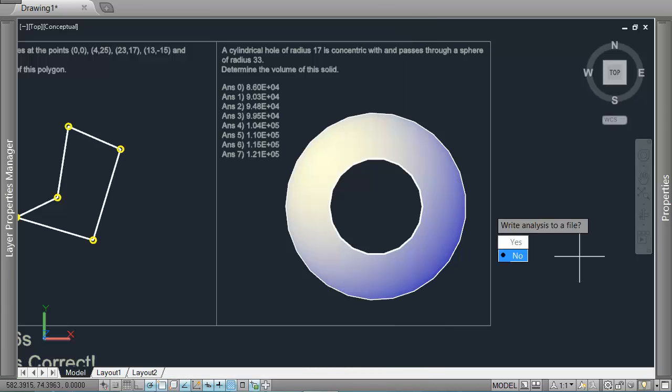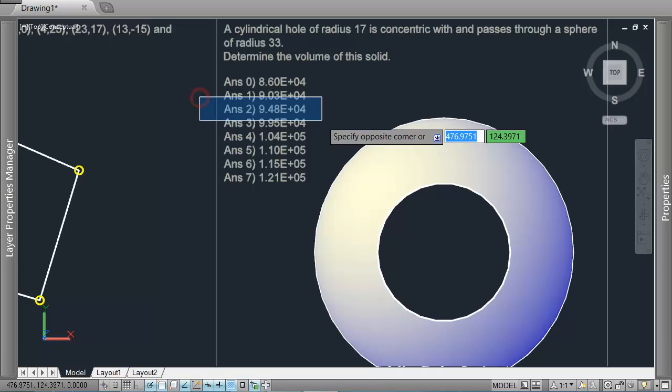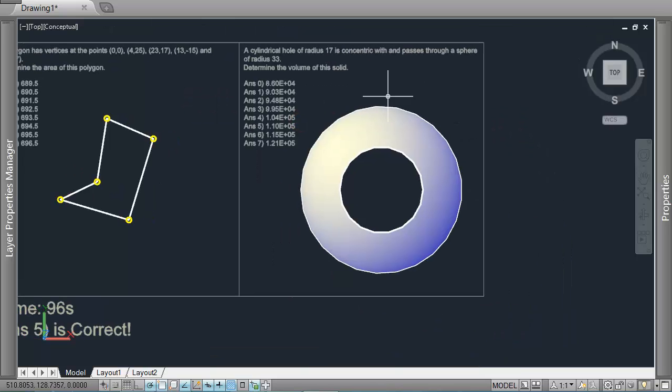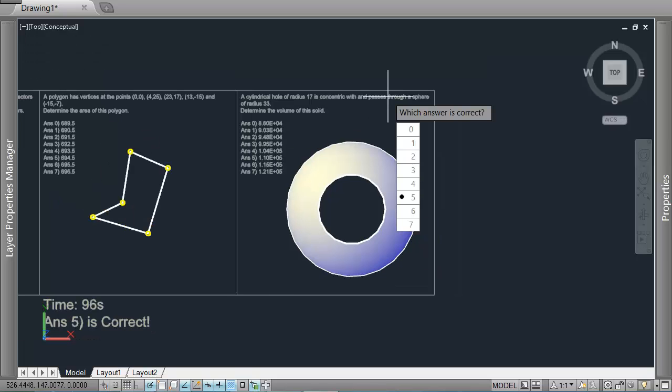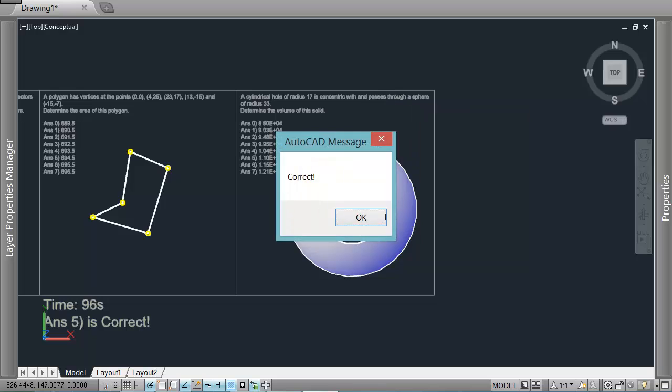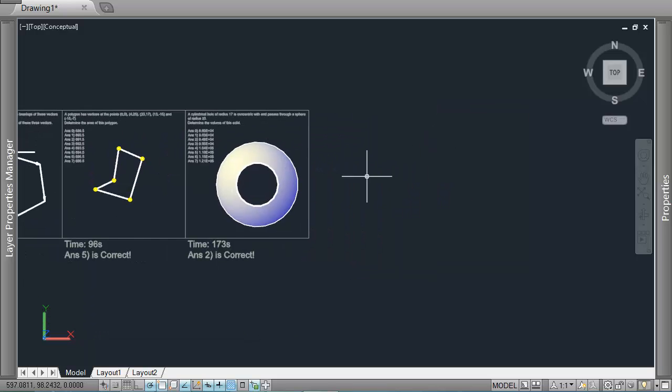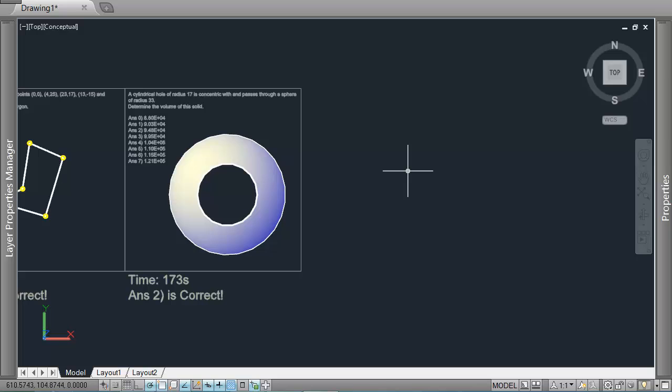Oops. No, do not write analysis to file. This value here, answer 2, 9.48 by 10 to the 4 millimeters or units cubed. So 9.48 is answer 2. And that's the solution to that problem.